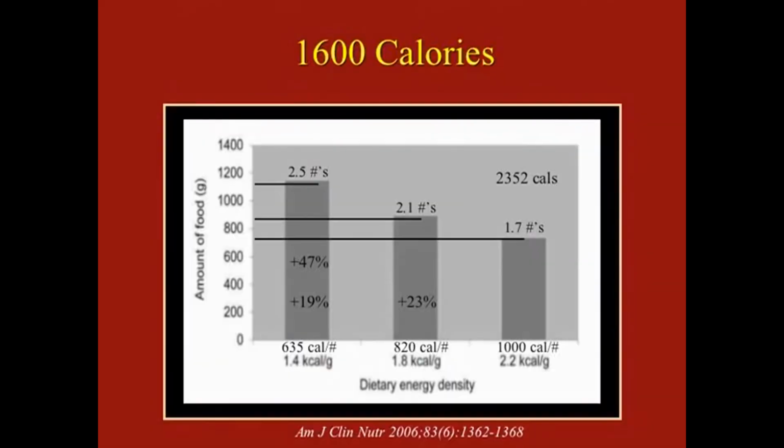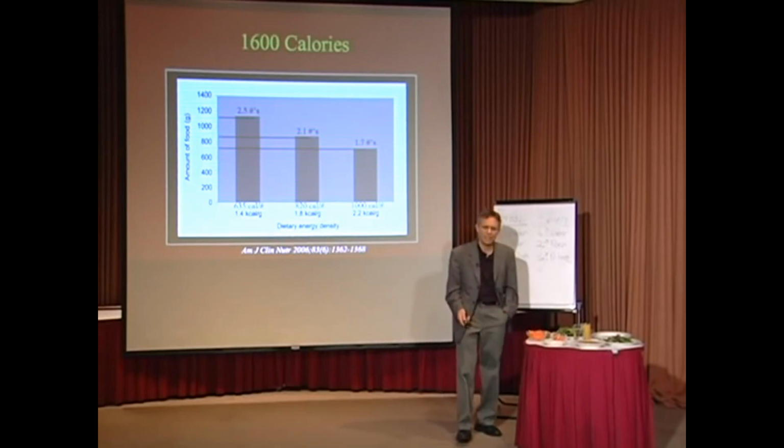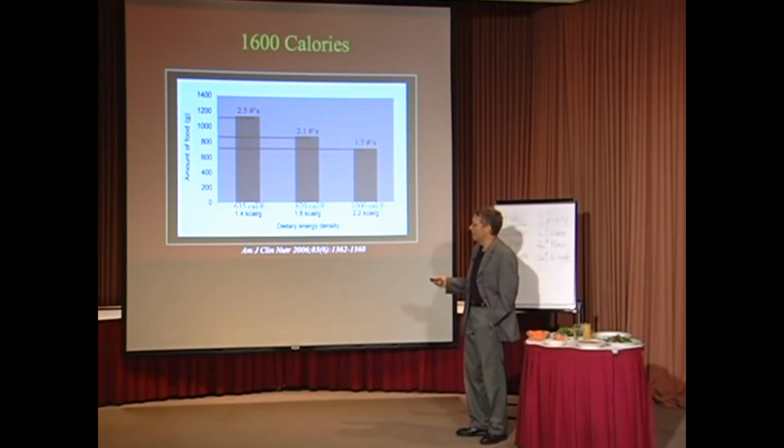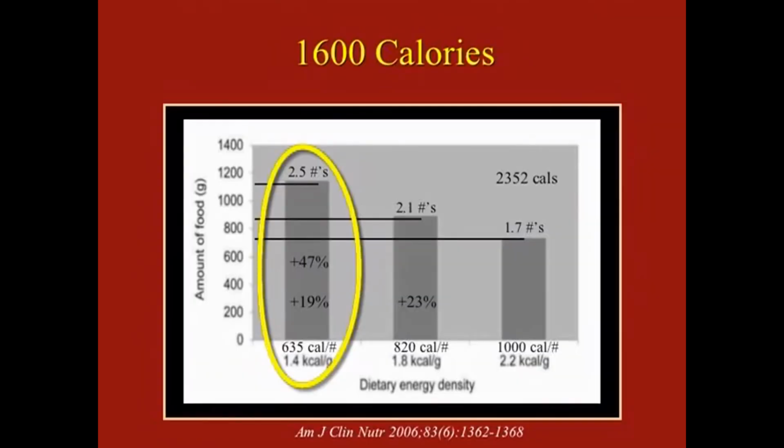Okay, so let's look at it a little different. Let's say you were going to eat 1,600 calories. Let's look at 3 different levels of calorie density based on what people might typically eat and see how much food you get. If you were at a lower calorie density of 635 calories per pound and you ate 1,600 calories, you get 2.5 pounds of food. Not bad. This is in grams.